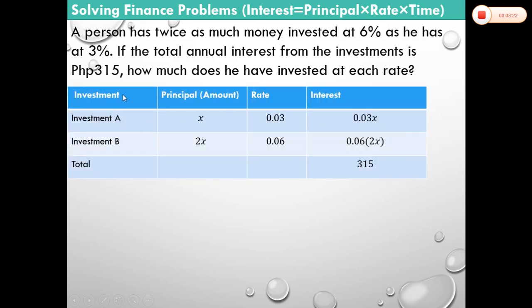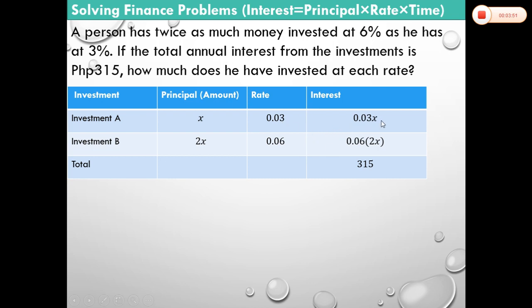Again, we set up the table for principal, rate, and time, which is equal to the interest earned. Investment A we denote with the variable x. Investment B is 2x, since it is stated in the problem that the person has invested twice as much money at 6% as compared with 3%.